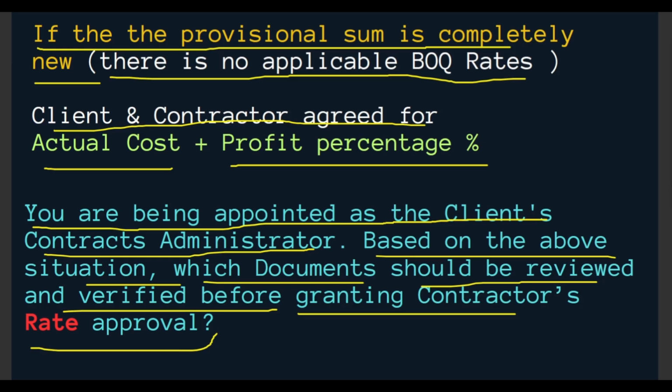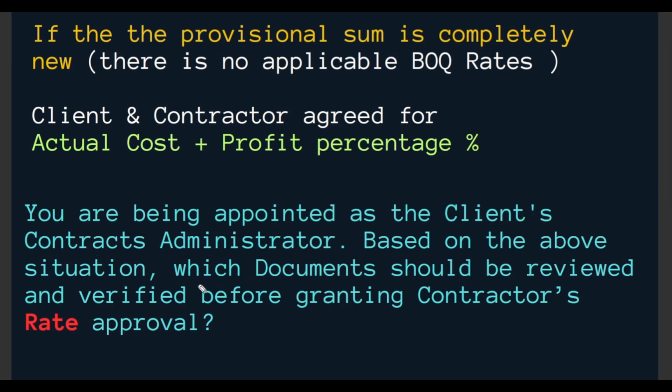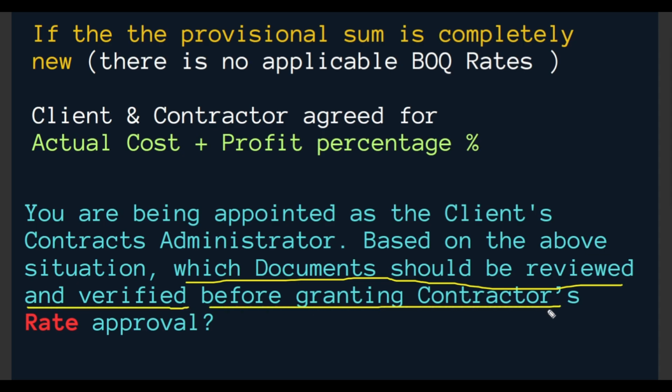The main important thing is, which documents should be reviewed and verified before granting the contractor's rate approval? So let's discuss how to answer this question very briefly.